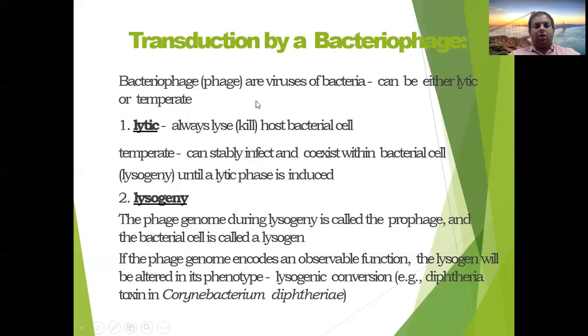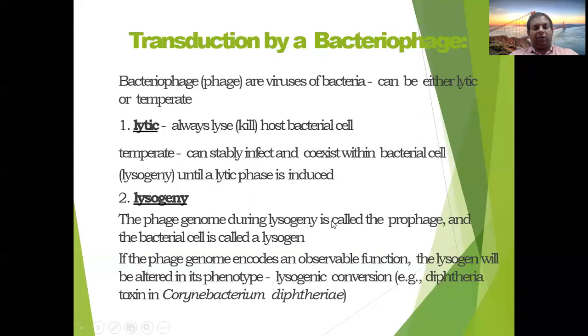Variation is there. A virus residing in bacteria can give rise to lytic infection, or destruction of the bacteria, or it may survive there. Its survival may be permanent, then it is lysogenic. Otherwise, if it is temporary, it is an in-between type. Temperate phages can stably infect and coexist within the bacterial cell until the lytic phase is induced. So it's like intermediate. It's a type of bacteriophage virus, lysogenic.